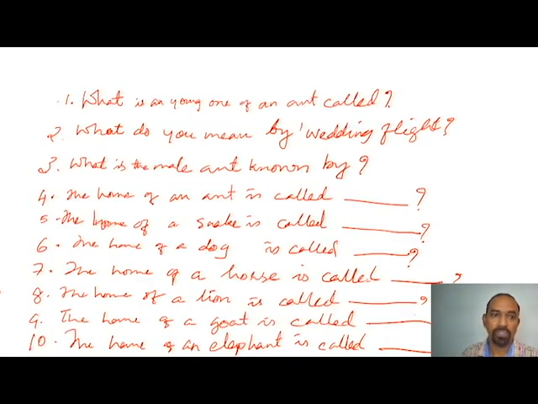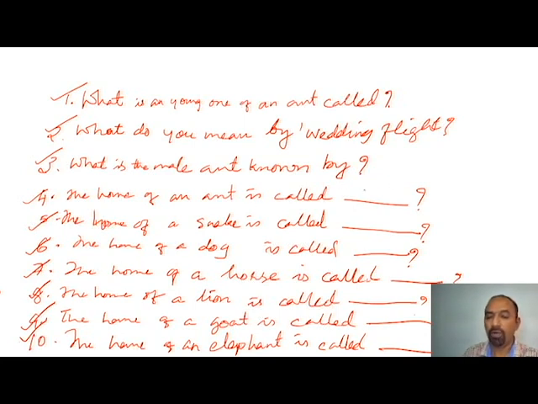Now look at these questions. First question, what is a young one of an ant called? Second question, what do you mean by wedding flight? Third question, what is the male and non-bi? Fourth question, the home of an ant is called. Fifth question, the home of a snake is called. And the sixth question, the home of a dog is called. And the seventh question, the home of a horse is called. And the eighth question, the home of a lion is called. And the ninth question, the home of a goat is called. And 10th question, the home of an elephant is called.